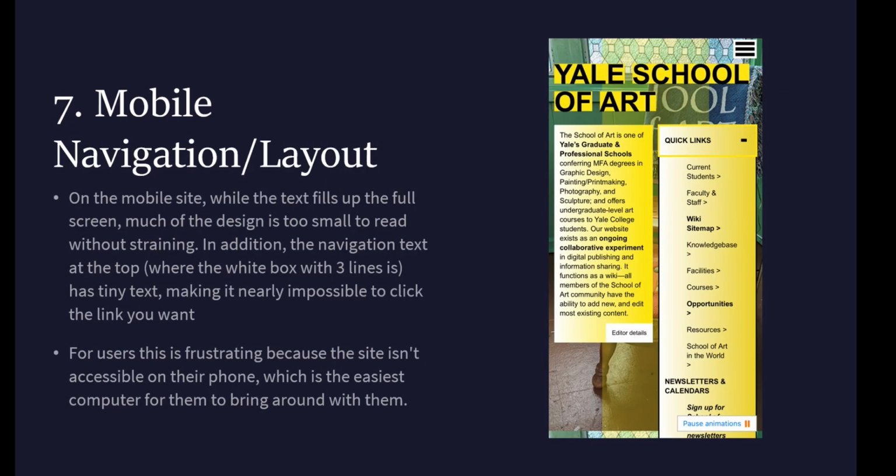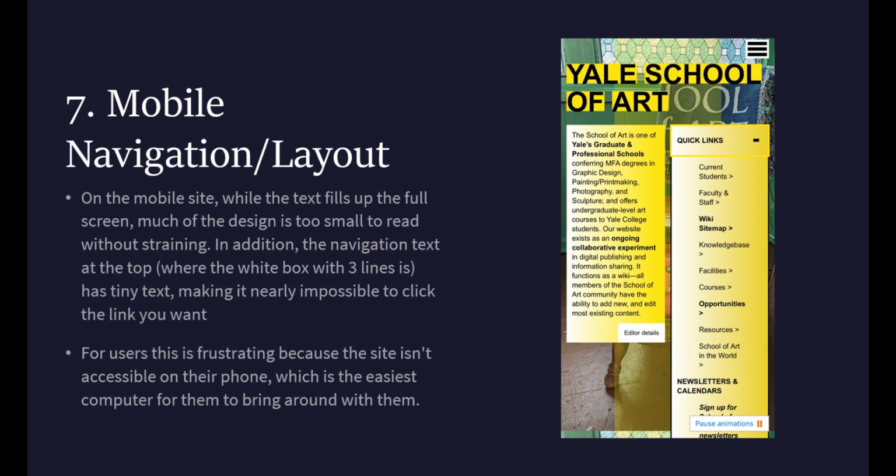On the mobile site, while the text fills up the full screen, much of the design is too small to read without straining. In addition, the navigation text at the top, where the white box with the 3 lines is, has tiny text, making it nearly impossible to click the link you want. For users, this is frustrating because the site isn't accessible on their phone, which is the easiest computer for them to bring around.